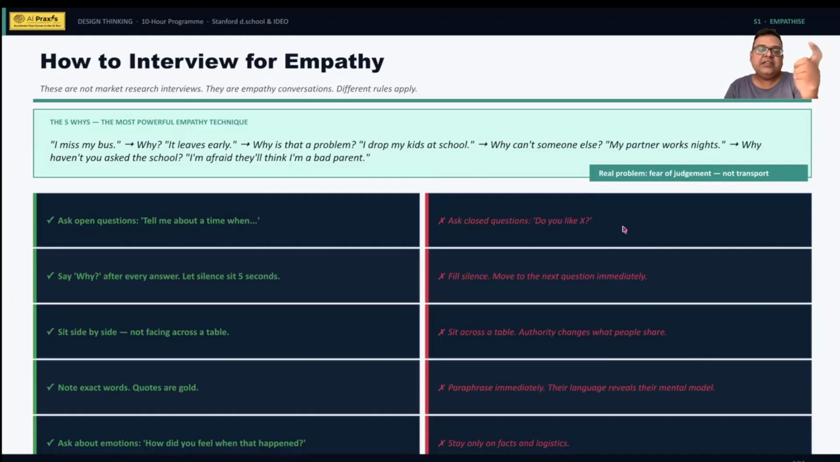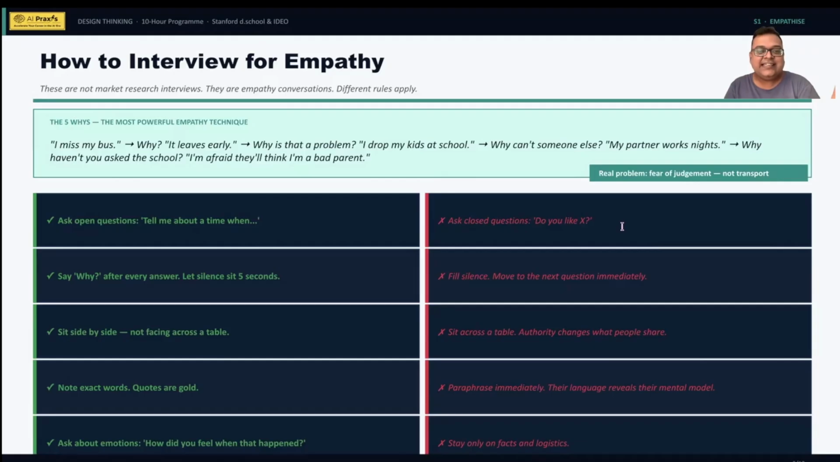So, one mistake beginners usually make is they often try to solve the problem during the interview when people first learn design thinking, and that's a mistake. An empathy interview is not a consulting session. It's not a sales conversation. It's not brainstorming. Your job is to actually understand. Don't give advice. Don't suggest solutions. Don't interrupt. You listen, observe, ask one more why, in fact, and that's enough.